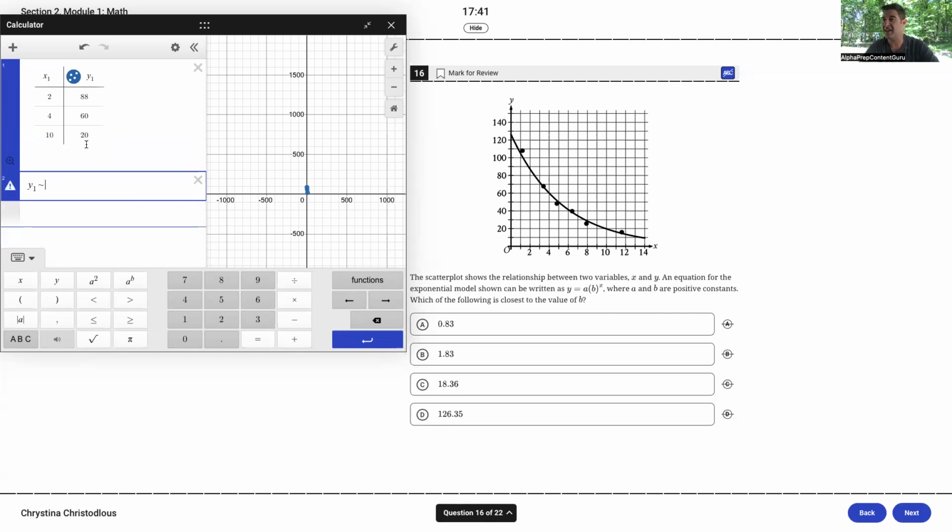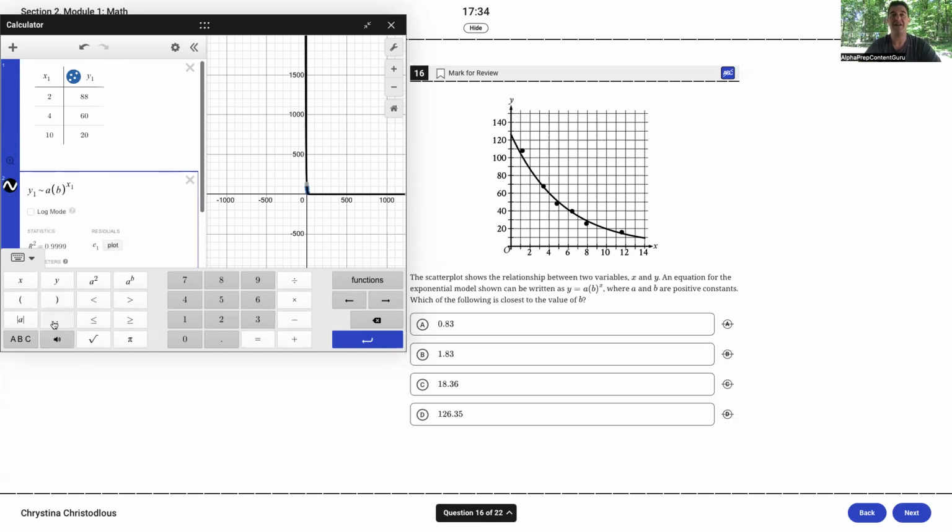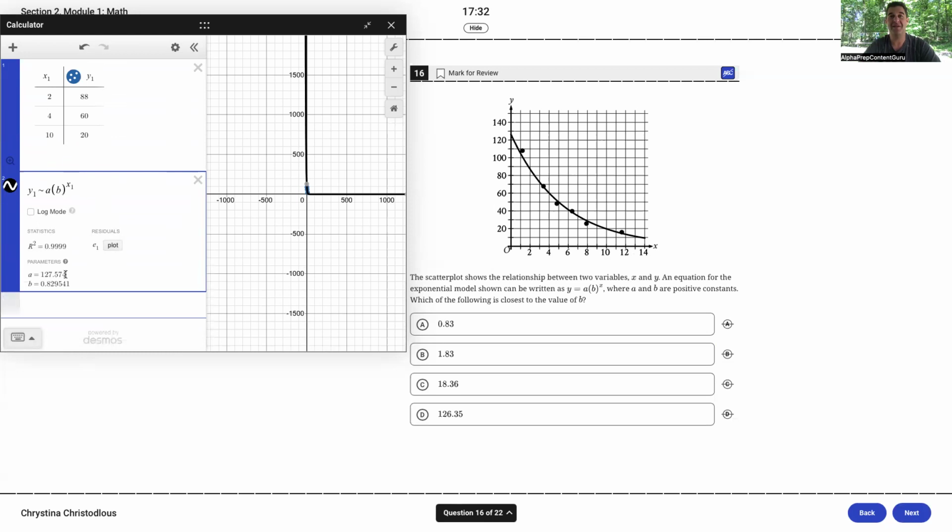I do a tilde instead of an equal sign, and then I'm going to go A, B, and then raise that to the x subscript 1, and watch this. It's awesome. Giddy up. It tells me A is 127 and B is 0.82. Pretty awesome. So 0.829 is my value for B, which is what I'm looking for. That is crazy talk. I love that it just worked out that way.